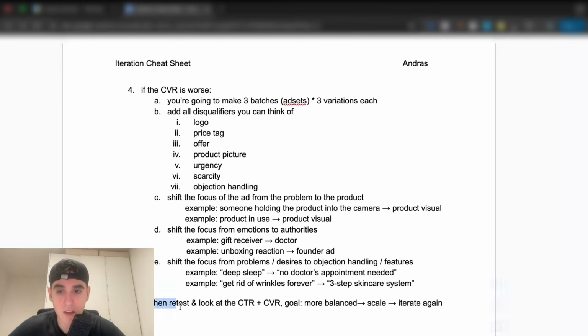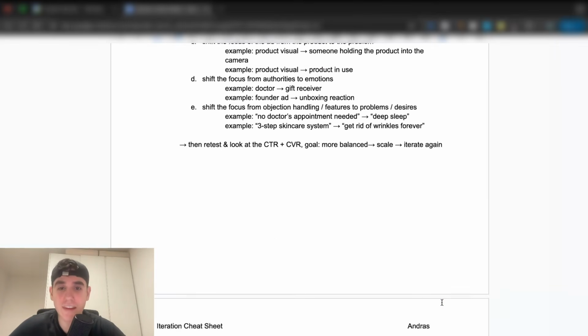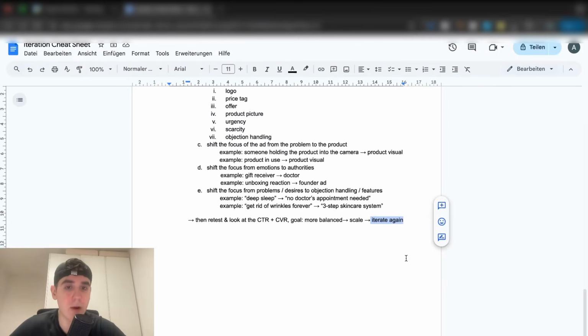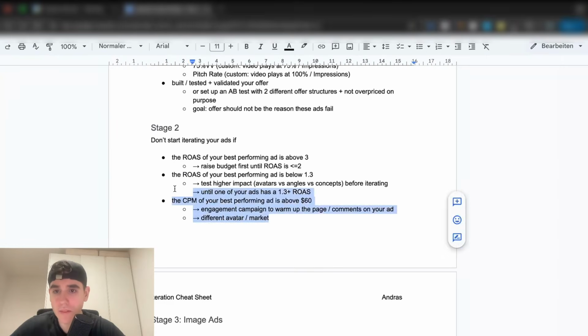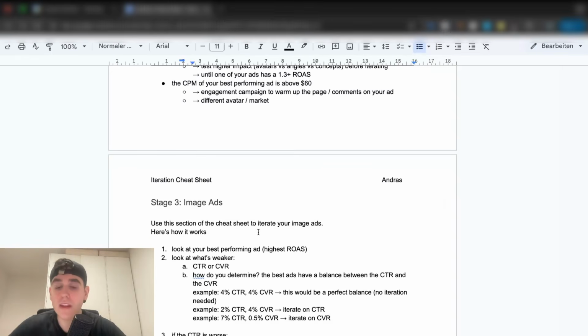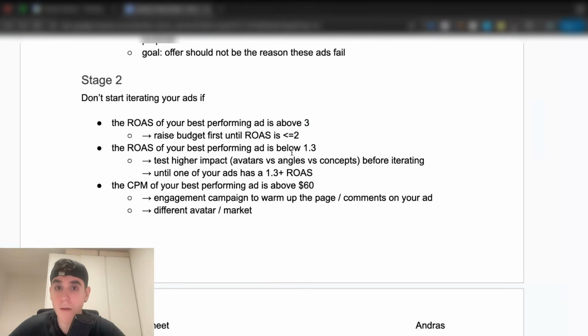And then once again, you retest and look at the CTR and conversion rate. The goal is a bigger balance, and then you scale again, and then you iterate again. And this is literally it, okay? And then when you have a better balance, you scale. We go back to stage 2. Everything is fine. Everything is ticked off. We do have a ROAS that is below 3, right, and above 1.3.